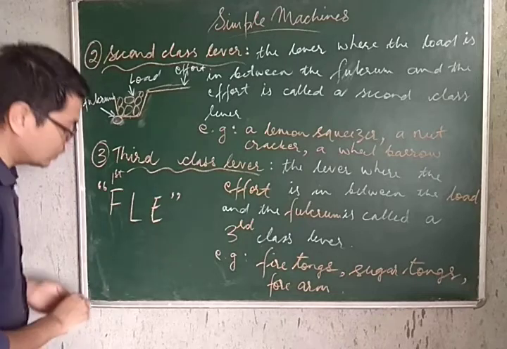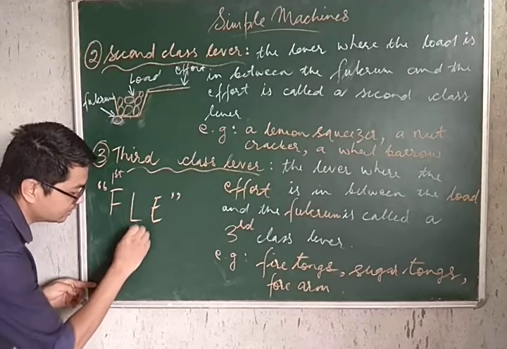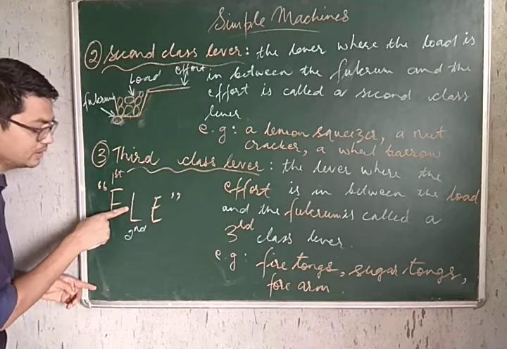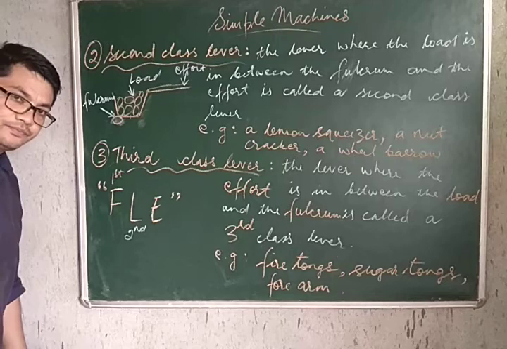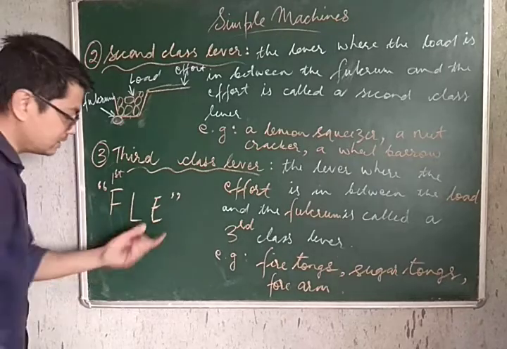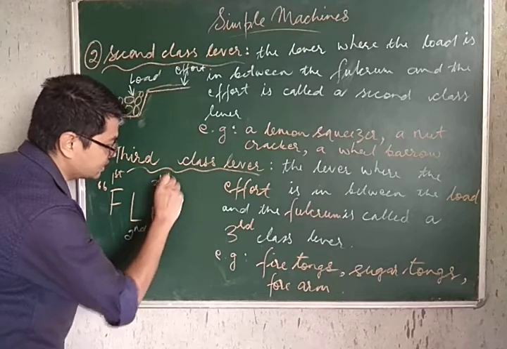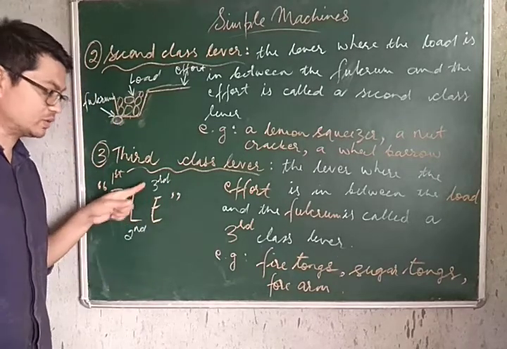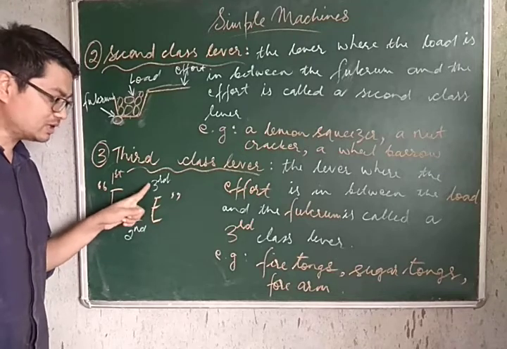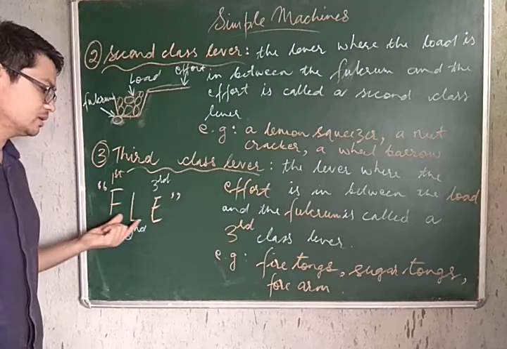L stands for load. Since it comes in the second place, the load has to be in between the fulcrum and the effort for the second class lever. And the third one, E stands for effort. Since it comes in the third place, it's for third class lever. So in a third class lever, the effort has to be in between the fulcrum and the load.